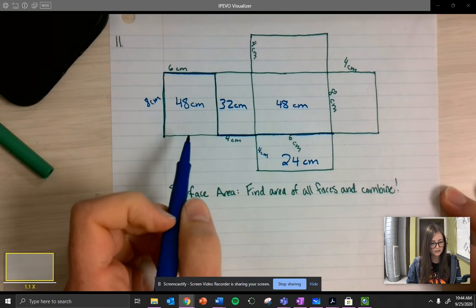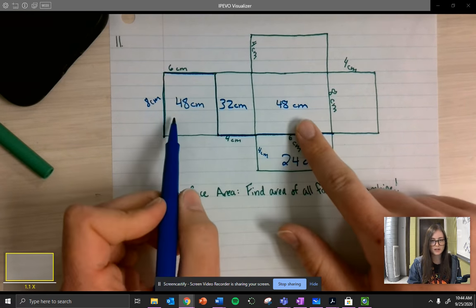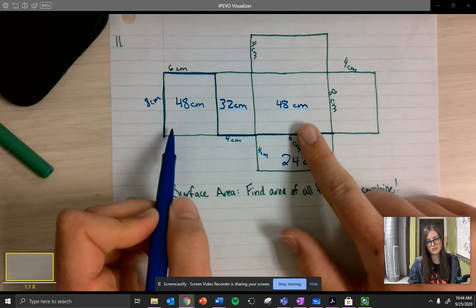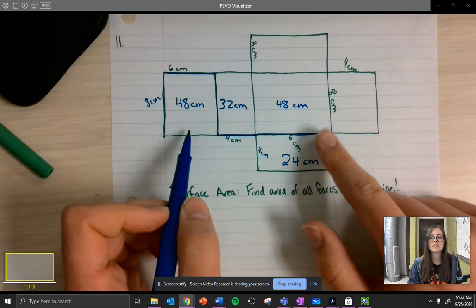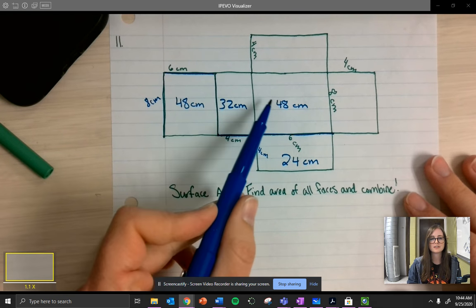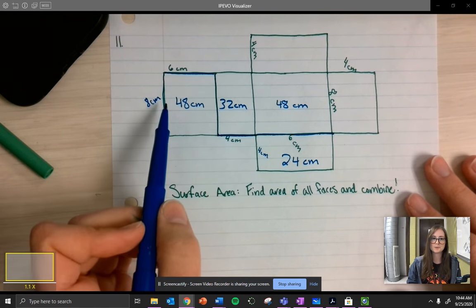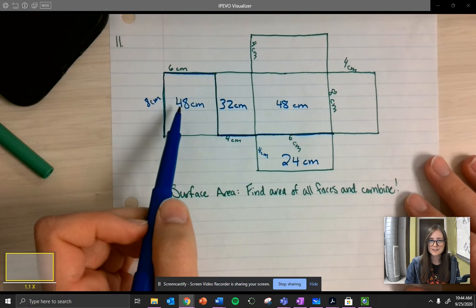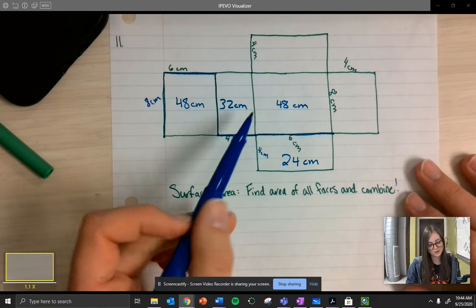And you can see here that I haven't quite drawn my net to look proportional. That's okay, as long as you just get the values down. It's okay if it doesn't make sense that this size is also 48. It's just kind of hard to copy down the net onto our own paper.